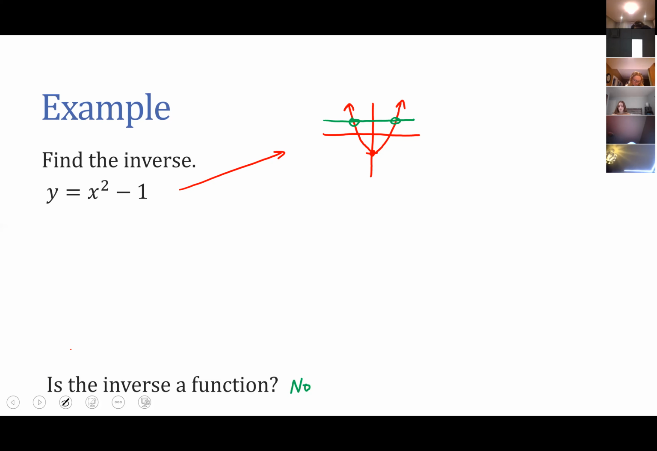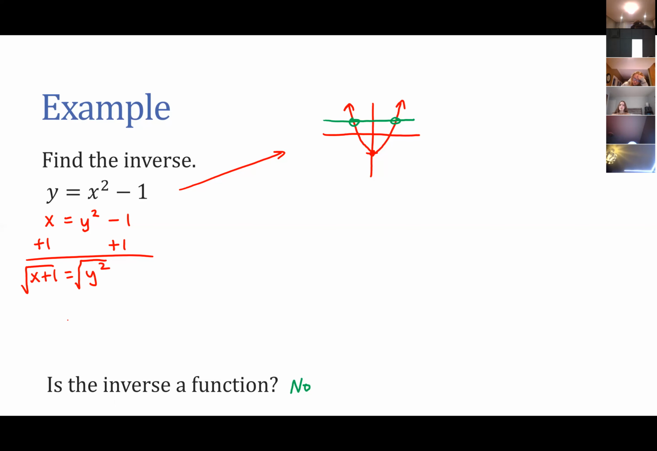Okay, now let's go back and let's actually find the inverse. So step 1 said to switch the x and y. So if I switch the x and y, I'm going to have x equals y squared minus 1. Then the next thing I do is I just solve for y. So I have to get the y back by itself. So the first thing I would do is add 1 to both sides. It's going to give me x plus 1 equals y squared. Then to finish getting the y by itself, I would have to square root both sides.